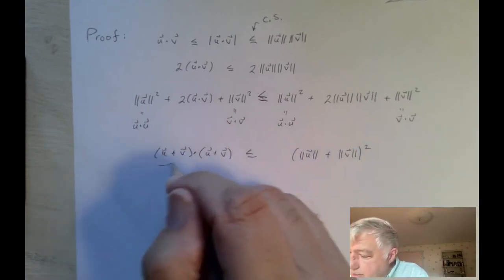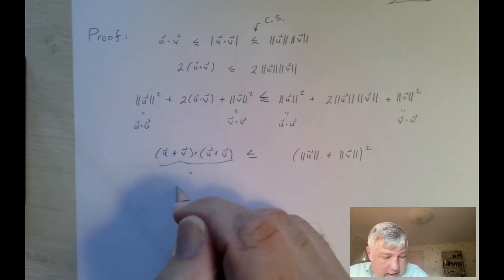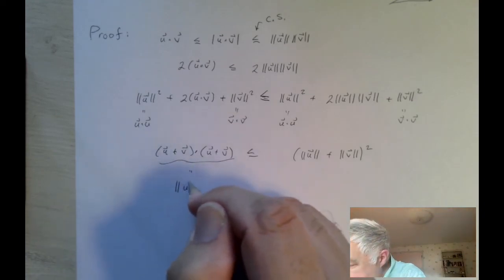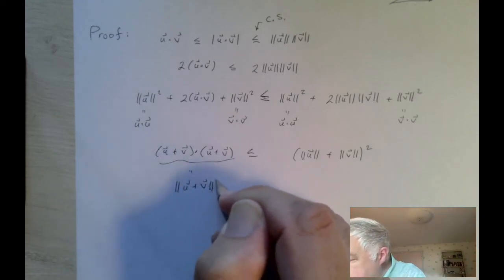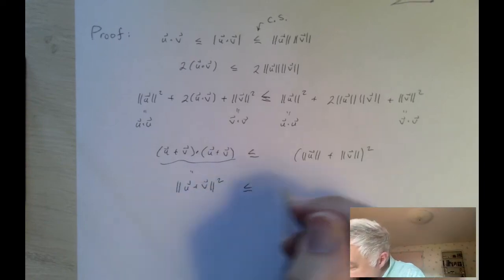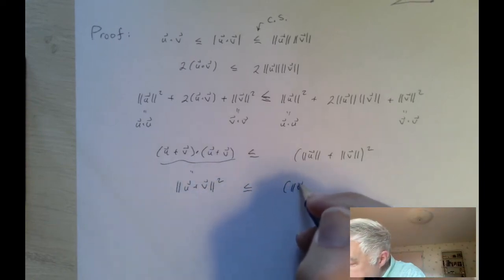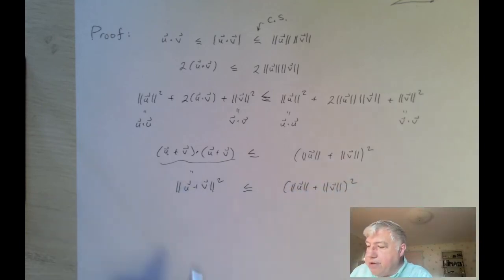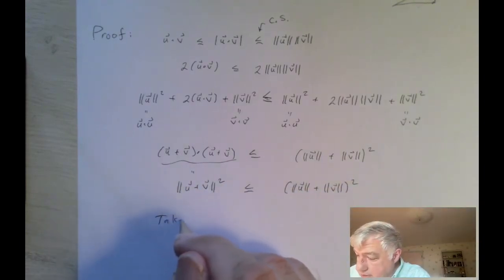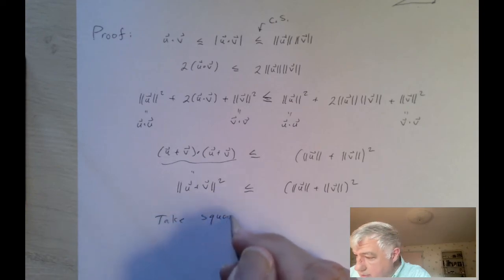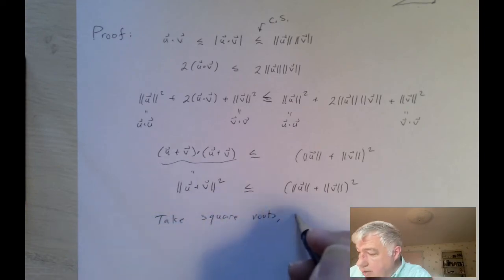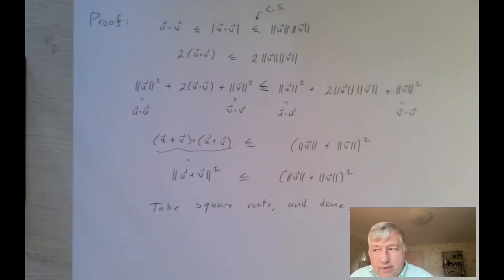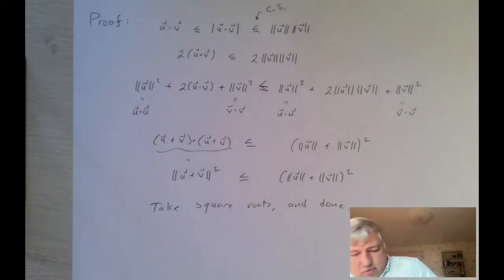And this, in fact, is going to be the absolute value, well, this is going to be the length of u plus v. And then again, you take square roots, and you're done. So that is the triangle inequality.